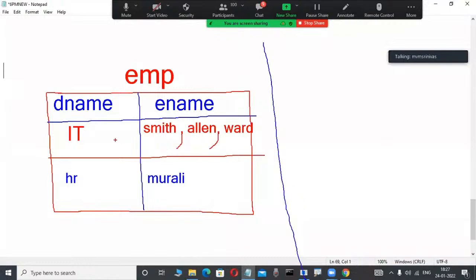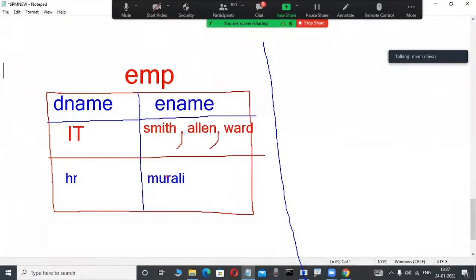Why? Because in any relational data model product, data is represented in the format of a table, and tables also implement some rules. What is that? In this table, this is a cell. This is another cell, and another cell, and another cell. But every cell holds a single value. Suppose this IT is a single value, there is no problem. Again, HR is a single value, there is no problem. Murali is a single value, there is no problem.